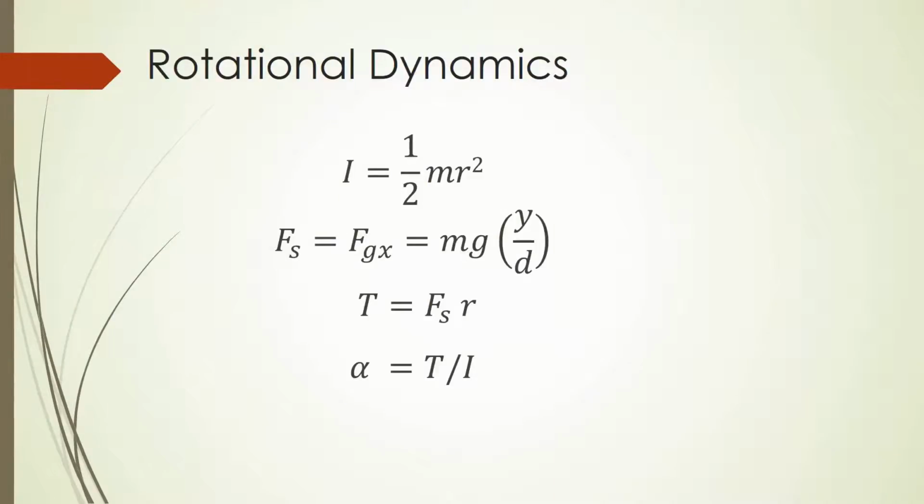For rotational dynamics, use the moment of inertia and applied torque to find the angular acceleration and compare it to the kinematic values. Note that the applied force, the static frictional force, is the x component of the gravitational force, which is mass times gravity times the sine of the angle, which in this case happens to be the vertical height y divided by the distance down the ramp, d, the hypotenuse of the right triangle. The torque is that force multiplied by the radius of the can, since the two vectors must be perpendicular to each other. The angular acceleration is the torque divided by the moment of inertia.